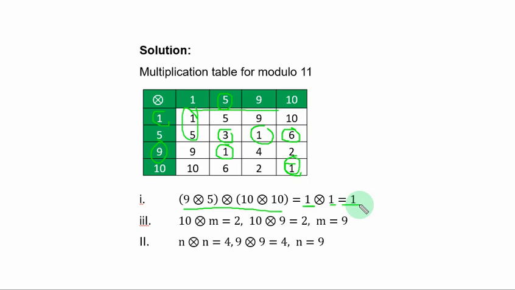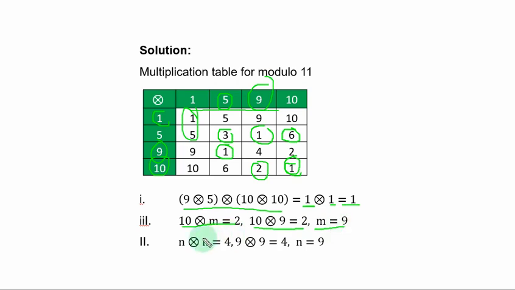Roman figure 2, part 1. 10 times m equal to 2. This is the meaning: which number will multiply 10 to give remainder of 2? So let's take 10 as the row, the m is the column. This is 10, this is remainder of 2. If you trace this place up, you have 9. So 10 times 9 gives 2. So m is equal to 9.